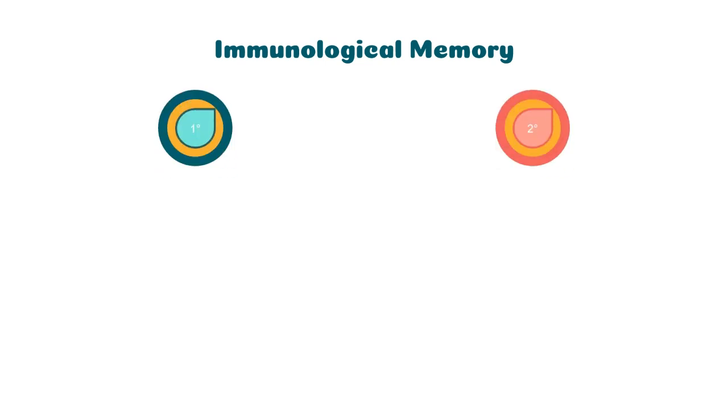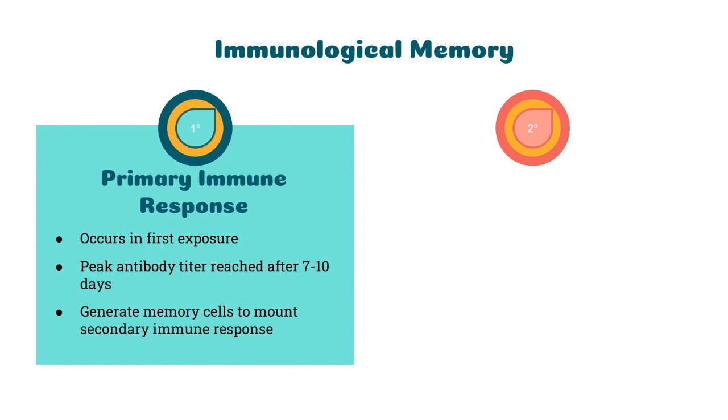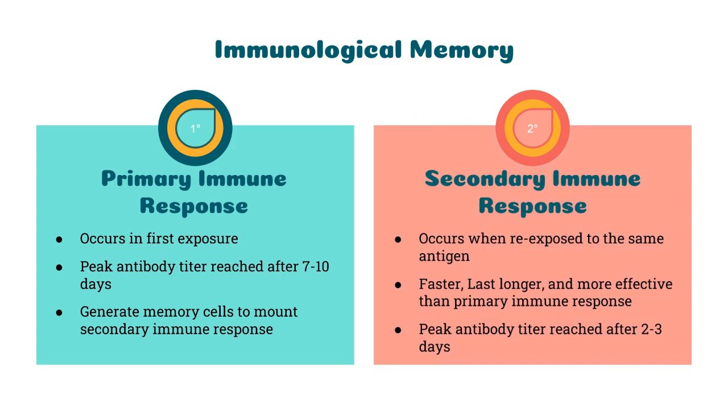So we know a thing that's called immunological memory, which occurs after the first, or primary, immune response. We have two main types of responses: the primary immune response and the secondary immune response. The primary immune response occurs at the first exposure, while the secondary immune response occurs after the first exposure. It can be the second, the third, the fourth.